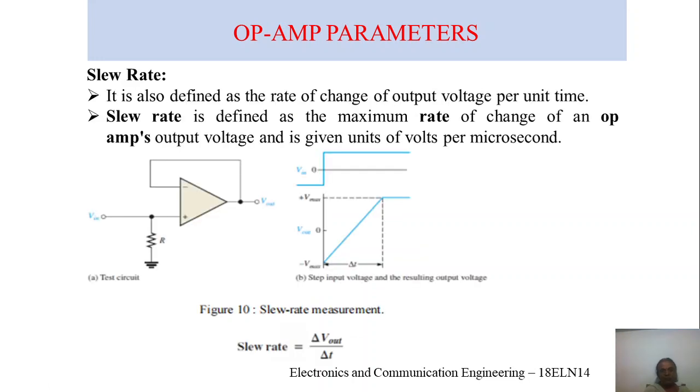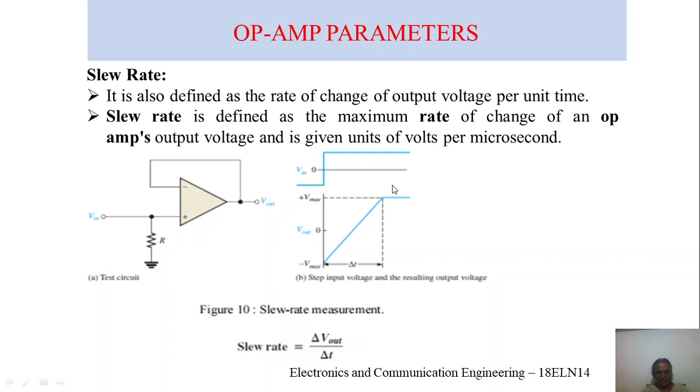Another important parameter which we have already discussed is the slew rate, but here I will just tell you how the slew rate is measured. In the last session I missed out this measurement of slew rate, so I thought I would take it up once again. Slew rate, as I told you, is defined as the rate of change of output voltage per unit time, or the maximum rate of change of an op-amp's output voltage, and is given in units of volts per second. How abruptly the op-amp output changes with respect to the input, in volts per microsecond, is called the slew rate.